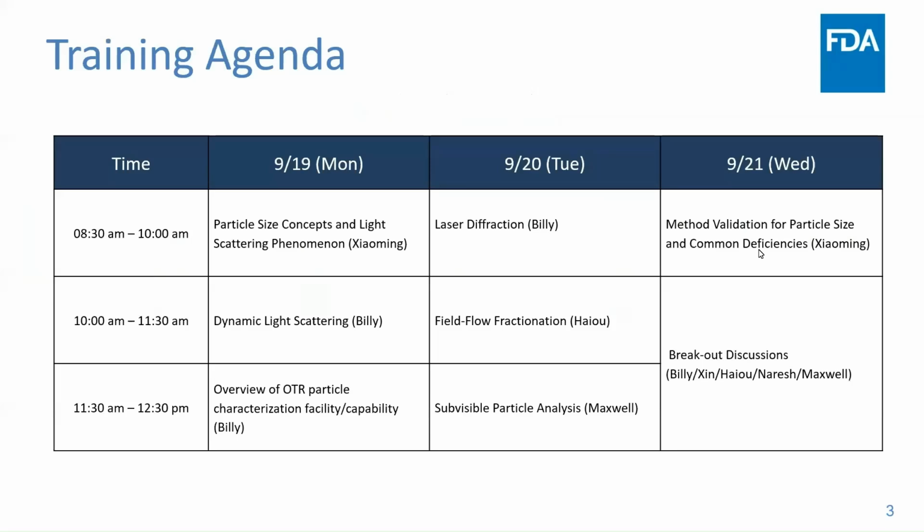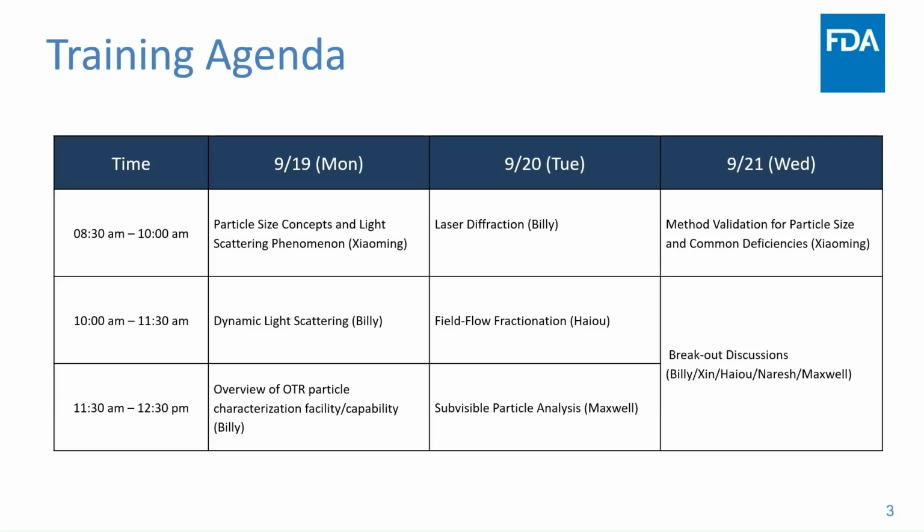But in terms of the agenda for this training, today, this morning, we will cover two topics. One on the particle size concept and the light scattering phenomenon. And then we will follow by presenting or discussing the dynamic light scattering, which is the most commonly used sizing technique for nanomaterials. And then we will end the day with a tour of our laboratory virtually and show you our lab, and also highlight a few capabilities. So that will conclude the first day.